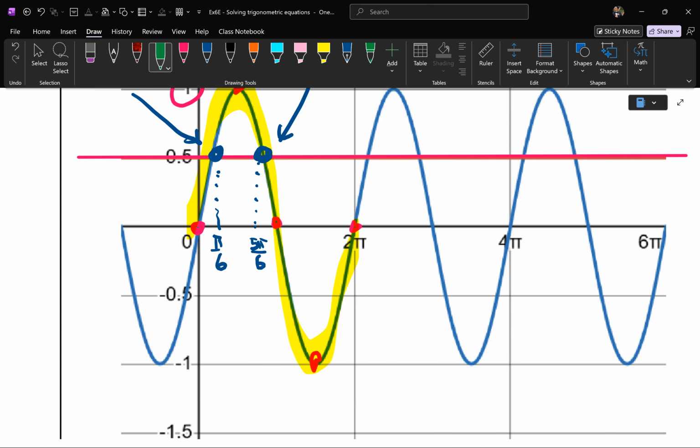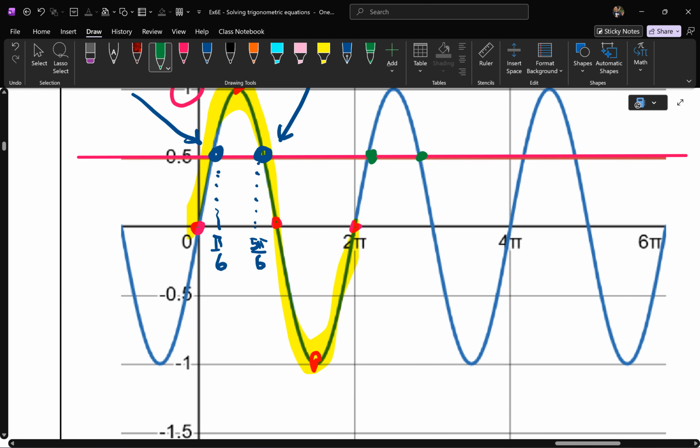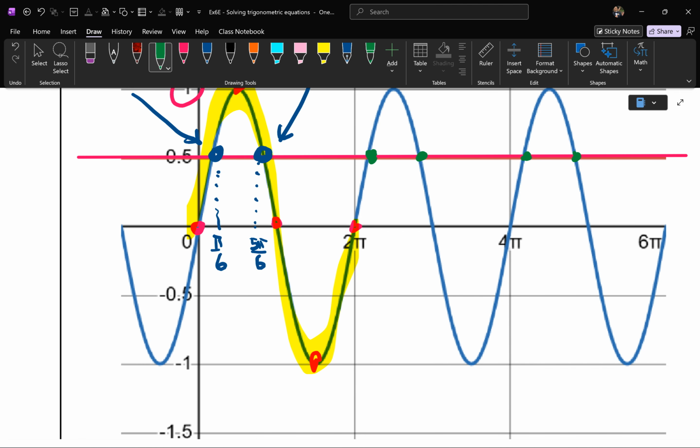There's still these points over here. I haven't told you where the domain was. It could have been from negative pi to 0. Then these two wouldn't be part of the solution. So now, what's the point of getting the pi on 6 and 5 pi on 6?